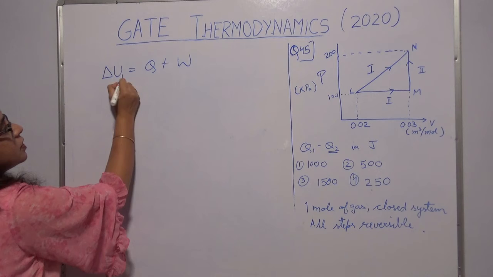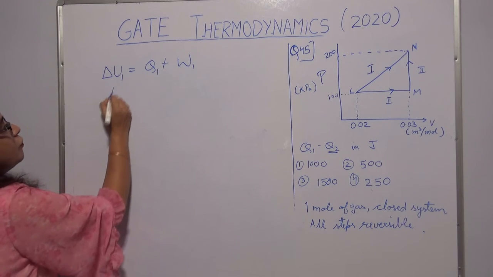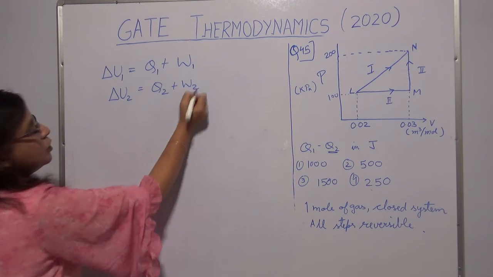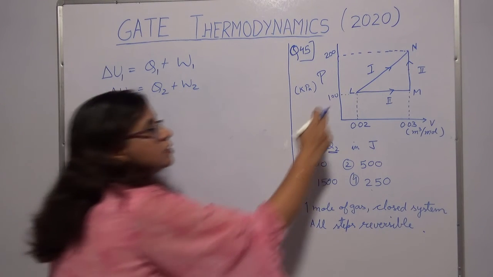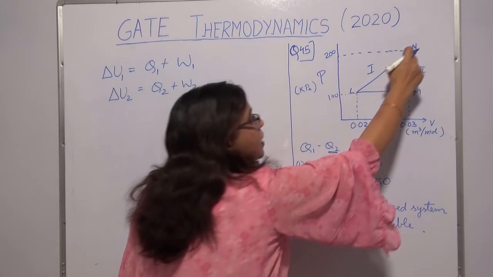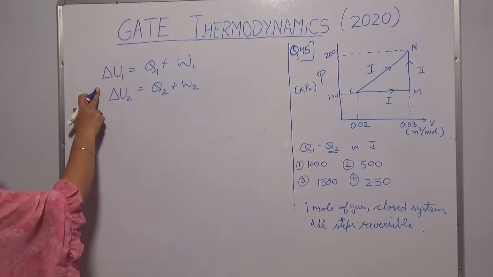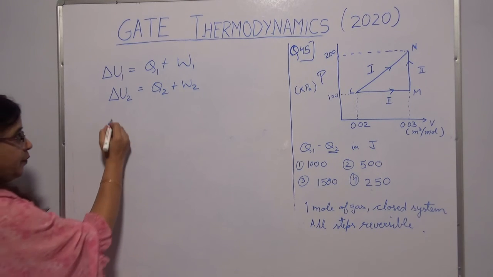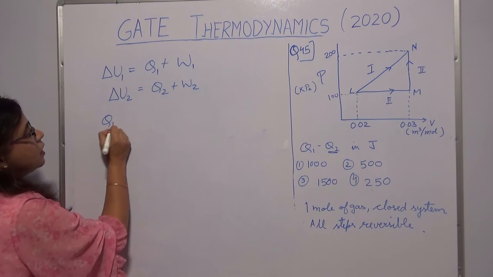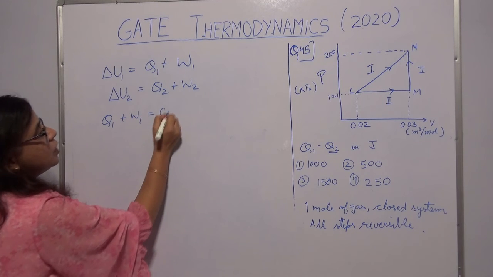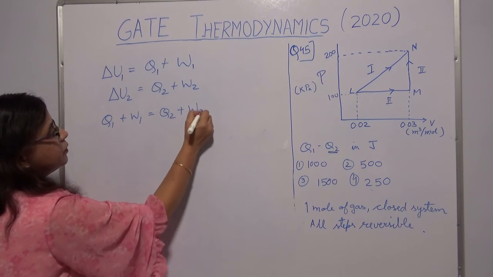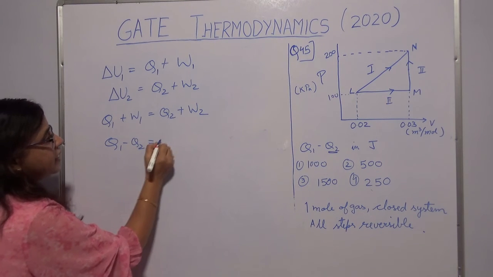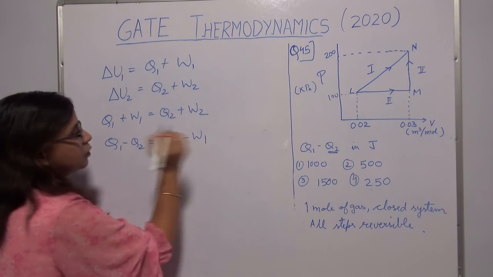Now for process 1, I will write it like this. For process 2, I can write delta U2 is equal to Q2 plus W2. Since you are going from the same point L to the same point N, and internal energy is a state function, delta U1 should be equal to delta U2. So I can equate Q1 plus W1 to Q2 plus W2. Because I want to find Q1 minus Q2, that is equal to W2 minus W1.